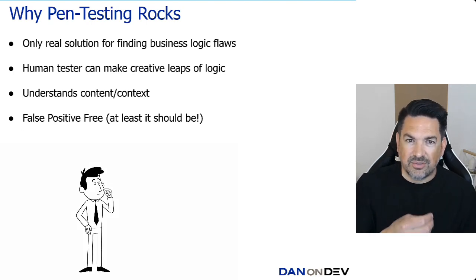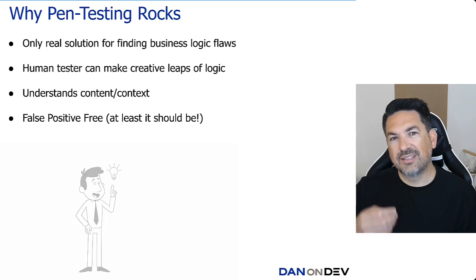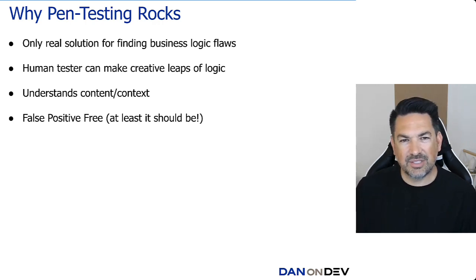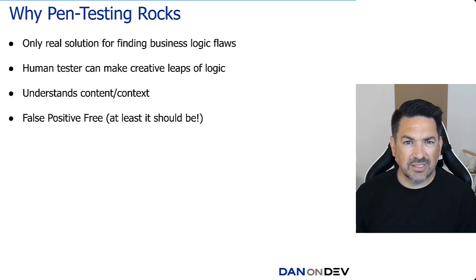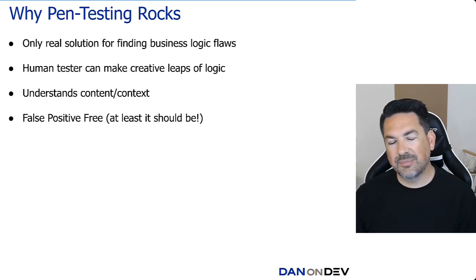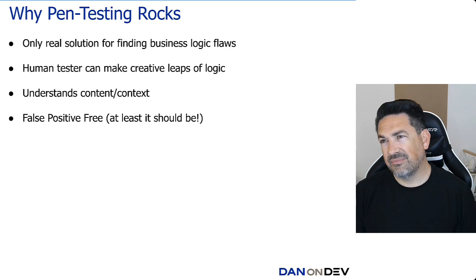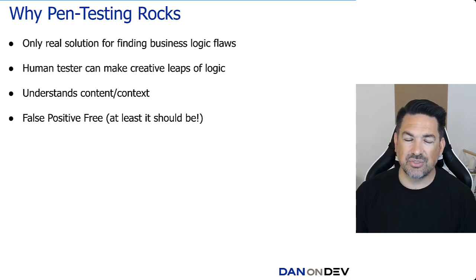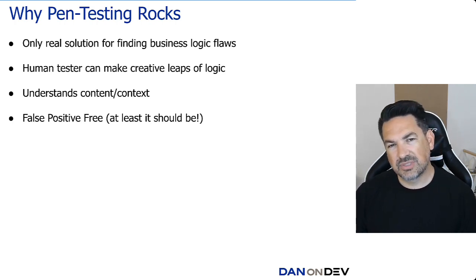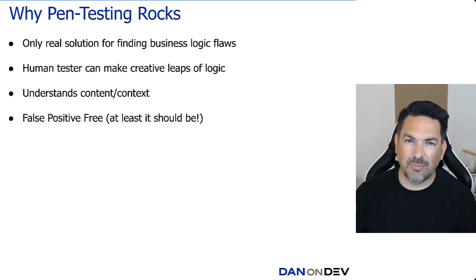The human can actually make these leaps of logic. They can understand things that an automated tool, a very rote machine, can't. A human can test things that aren't going to be thought of or preset by software coming at it. And by and large, you should be false positive free. They should validate their results and confirm things. They'll probably be a lot more confident before they report things in their testing. So that's a big key there. That's another reason why pen testing really rocks.